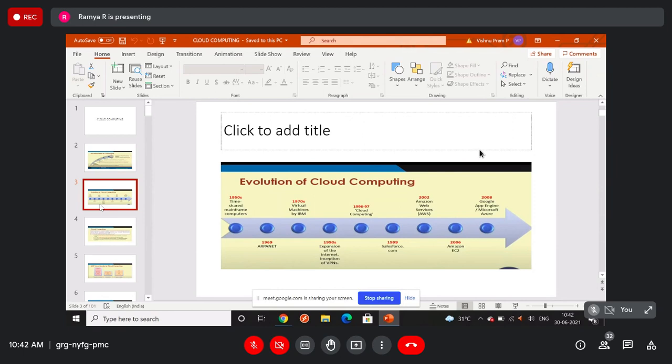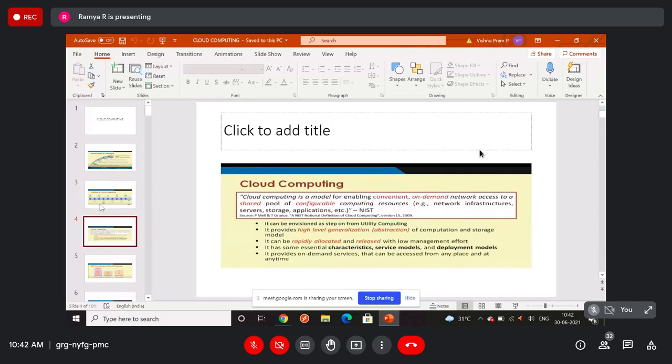Next, in the 1990s, there was the expansion of the internet and the inception of virtual private networks, and in 1996 the cloud computing concept started. But it came into existence when Salesforce started cloud computing services first in 1999, and next in 2002 Amazon Web Services started, and in 2006 Amazon EC2 came into existence, and in 2008 Google App Engine and Microsoft Azure, different cloud services, came into the picture. Those are the history of cloud computing, what things were there before it.